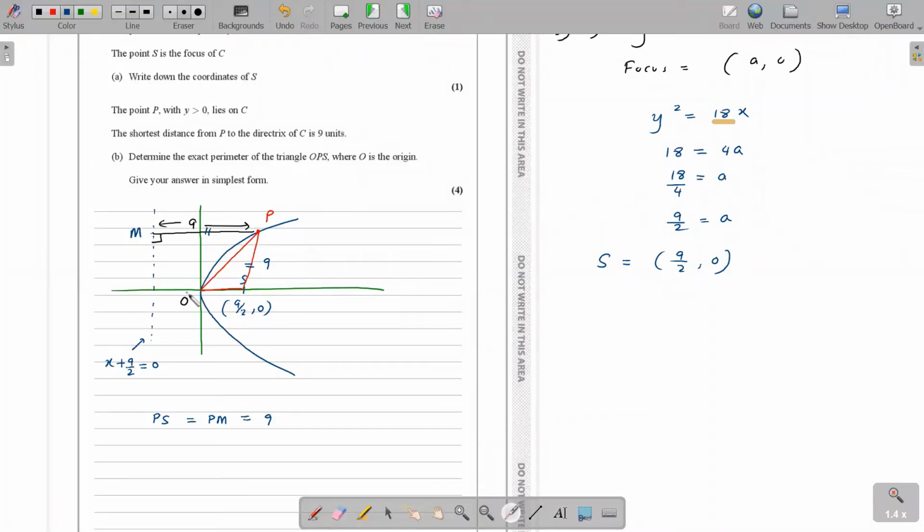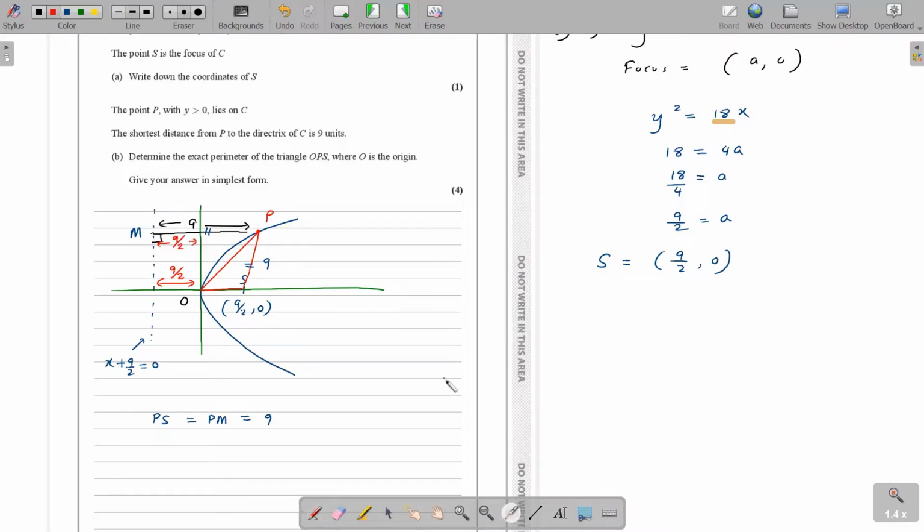Okay. So the thing here is you need to realize this O to the directrix distance is how much? This distance is 9 over 2, right? Distance wise, it's 9 over 2. So if this distance is 9 over 2, do you realize it's the same distance over here? This is 9 over 2.